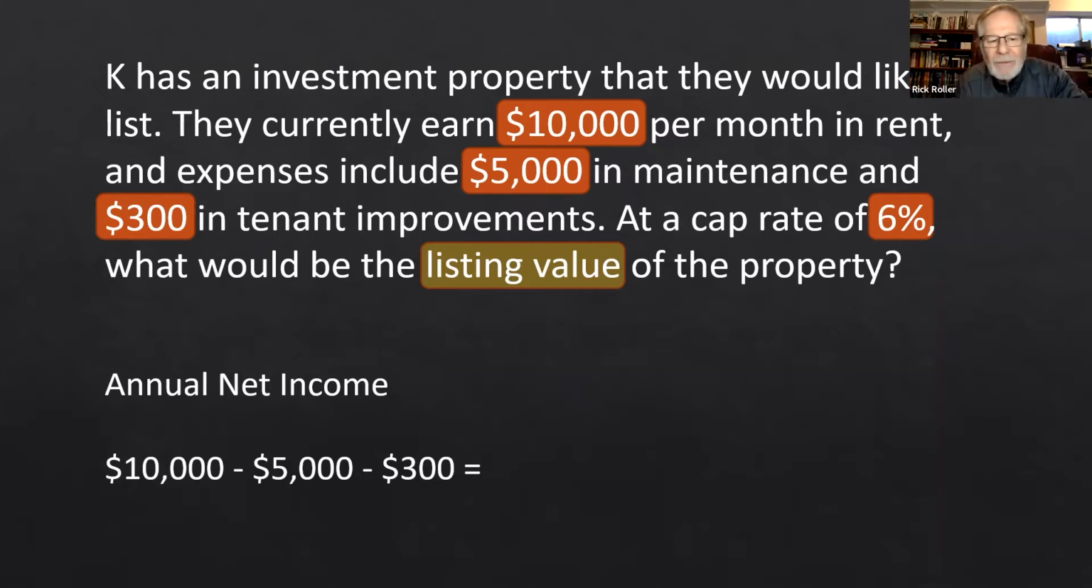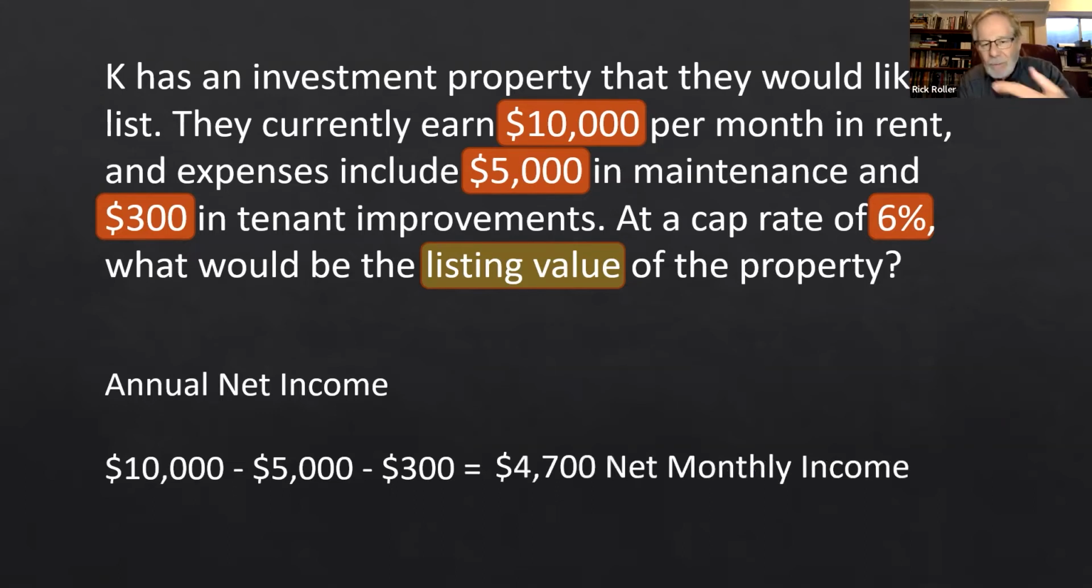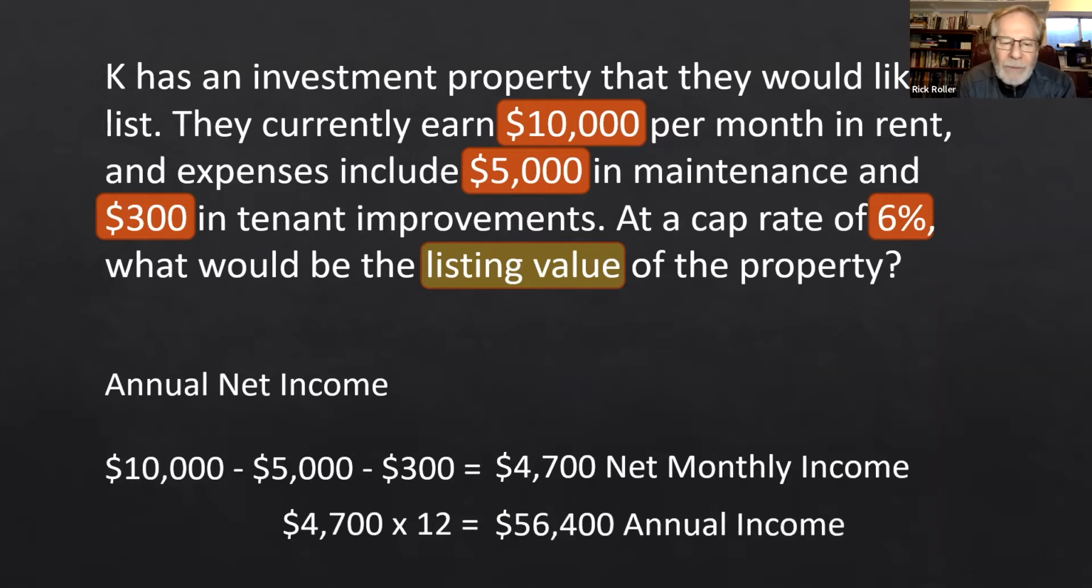So we take our 10,000, we take off the 5,000 in monthly expenses and the $300 in tenant improvements. It's kind of a sinking fund that you put money into, and that gives us a true NOI, net operating income, of $4,700, but that is monthly, and we need to be what? Annual on cap rates. And so what are we going to do next, folks? We're going to make it annual. So we take 4,700 times 12, which is annual, and so our annual net operating income is $56,400.